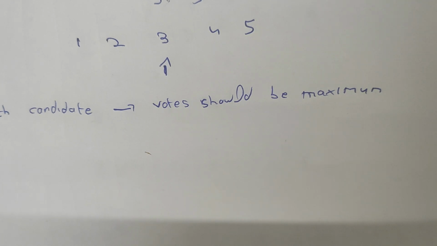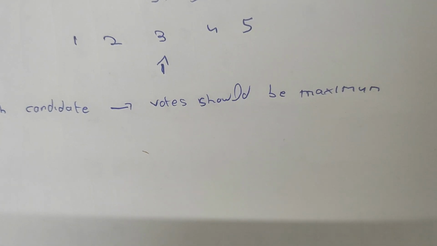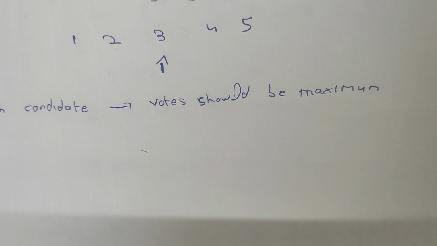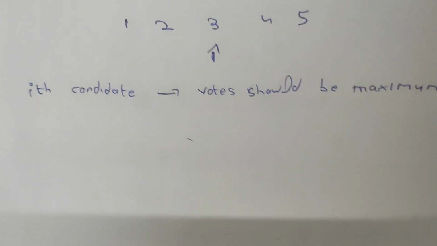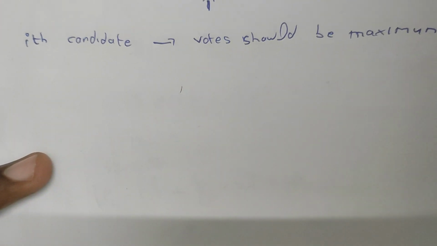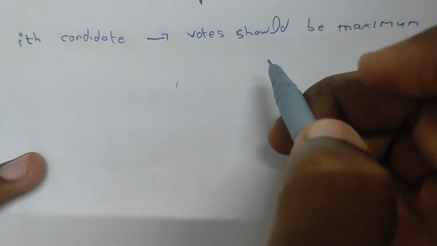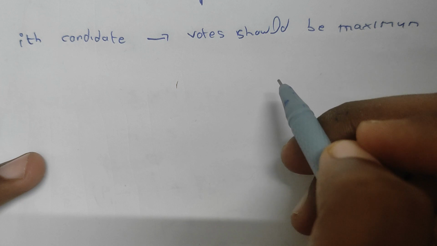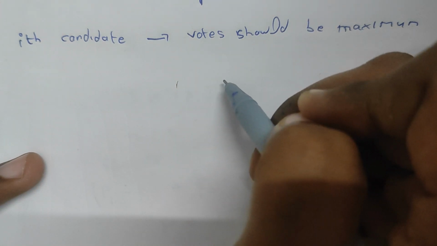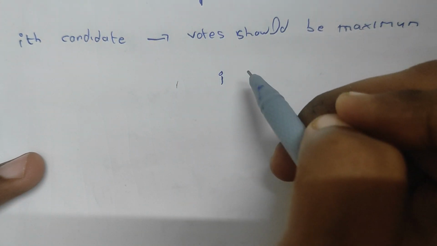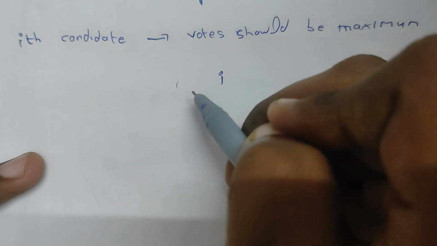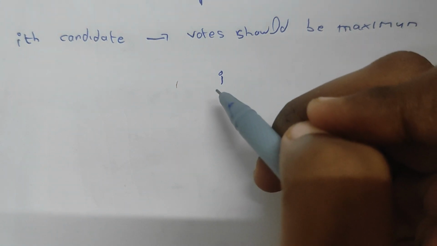So for the ith candidate to win, the votes that the ith candidate received should be maximum. But if it is not the case, there will be two conditions. Suppose we are considering the ith candidate, and there are two other people. So there are two cases.